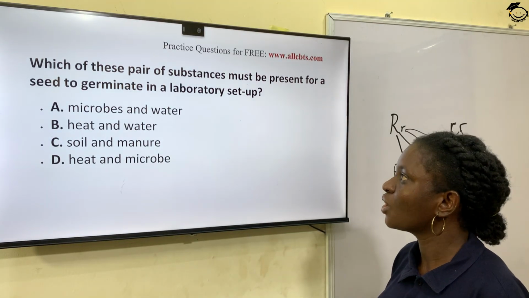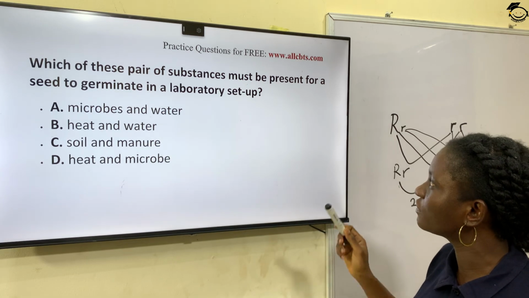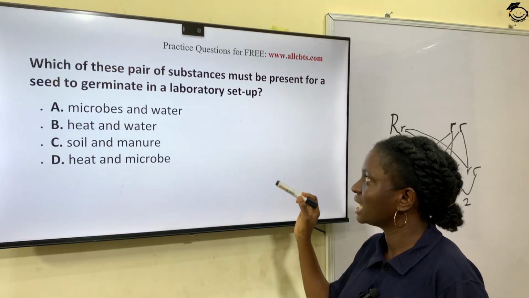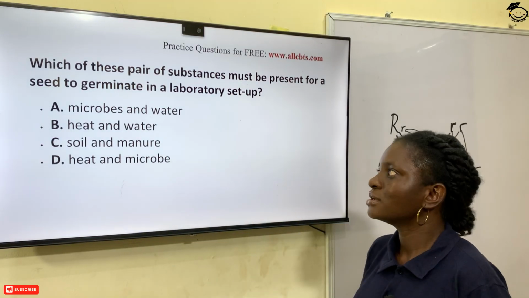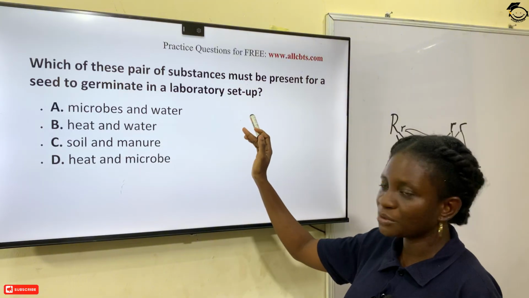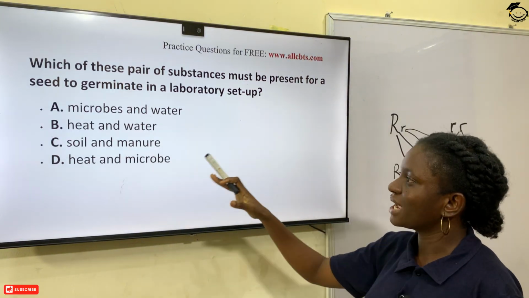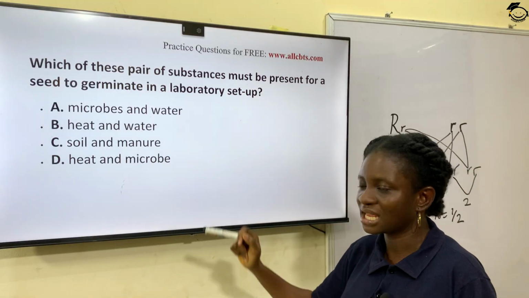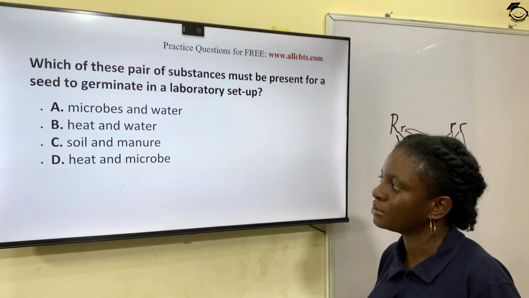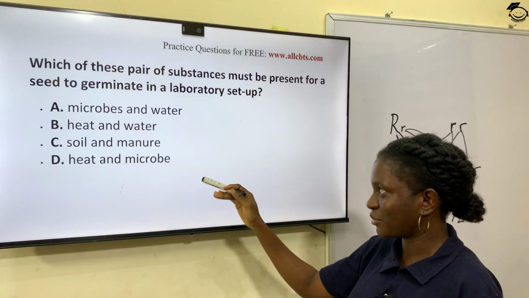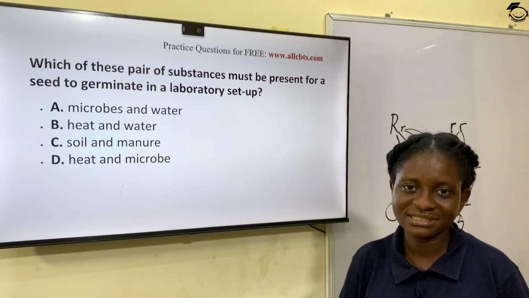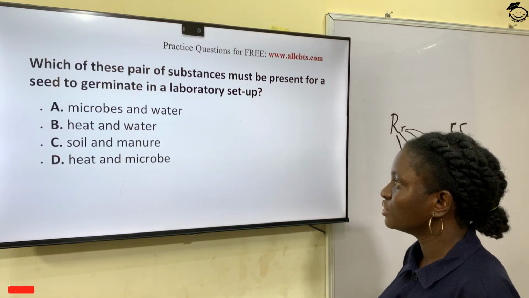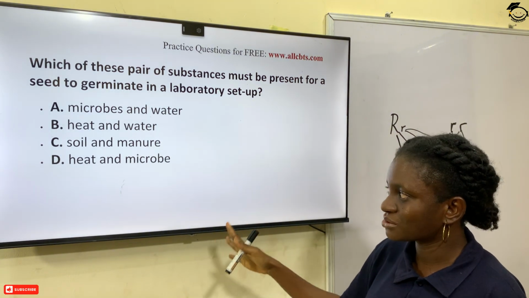The next question, which of these pair of substances must be present for seed to germinate in a laboratory setup? You need to note the keywords there, in a laboratory setup. We have A, microbes and water. B, heat and water. C, soil and manure. D, heat and microbe. Microbe is not involved in seed germination. So we are in between water, soil, and manure.